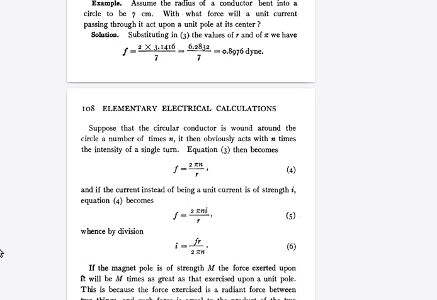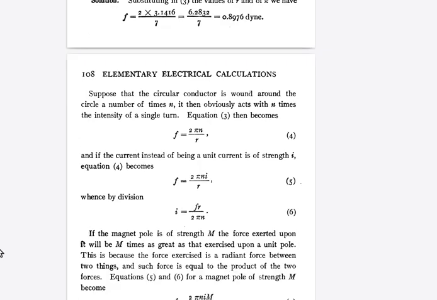dyne. Now extending this further, suppose the circular conductor is wound around the circle a number of times, say n turns. It then acts with n times the effect of a single loop. Equation 3 now becomes F equals 2 pi n divided by r. That's equation 4.